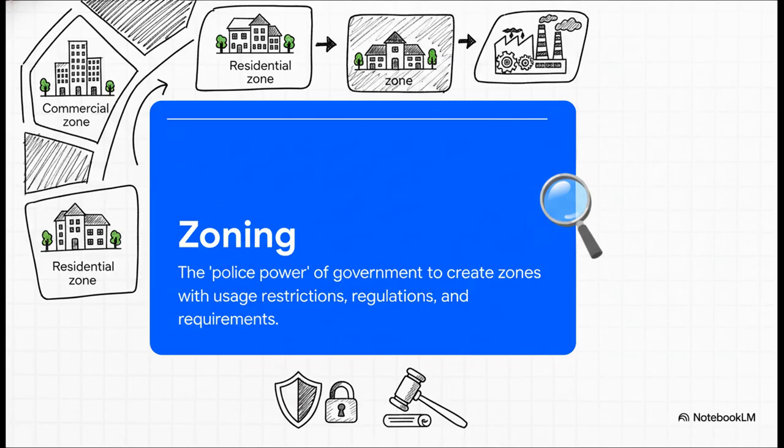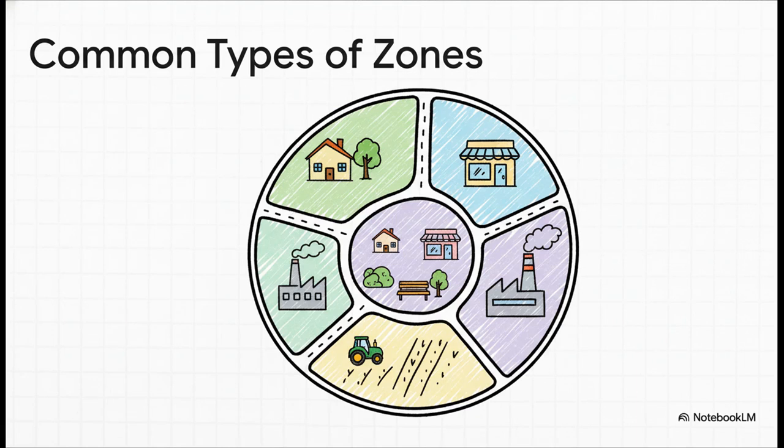Now, the number one tool in that government toolbox is zoning. You have got to know this term. It's how the government uses its police power, which is just its right to protect the public, to chop up the community into different zones, where each zone has its own rulebook for what you can build there. And as you'd expect, this leads to the types of zones we all know. Residential for homes, commercial for stores, industrial for factories. You'll also see more complex ones like agricultural zones or even PUDs, planned unit developments, which are cool because they mix different uses together in one big plan.